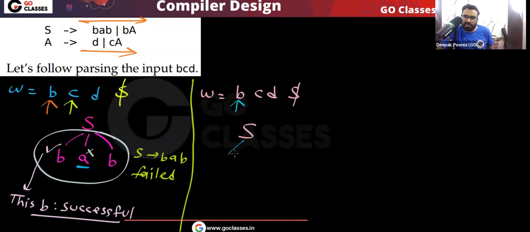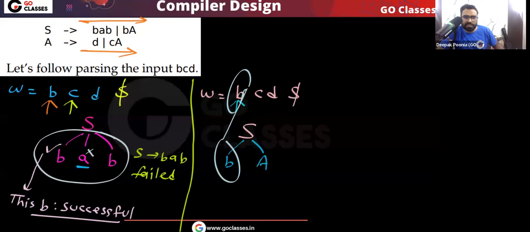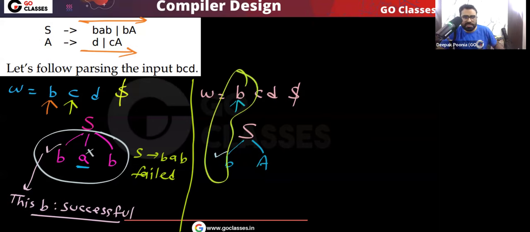So you can see this S will try the next production BA. Now you can notice this B and this B, are they matching or not? Yes, they are matching. So this is a tick mark. This is a small success we got. Because this B and B are matching, I will go to the next symbol on the input string. Now my current input symbol is C.